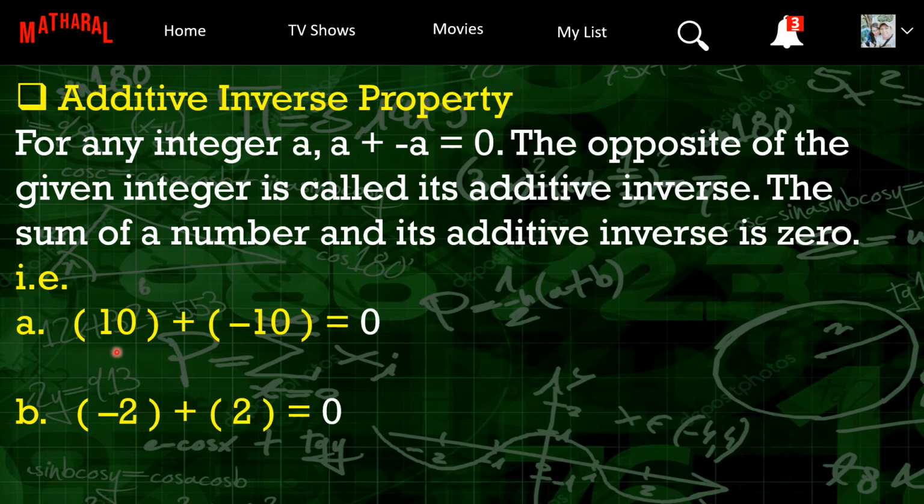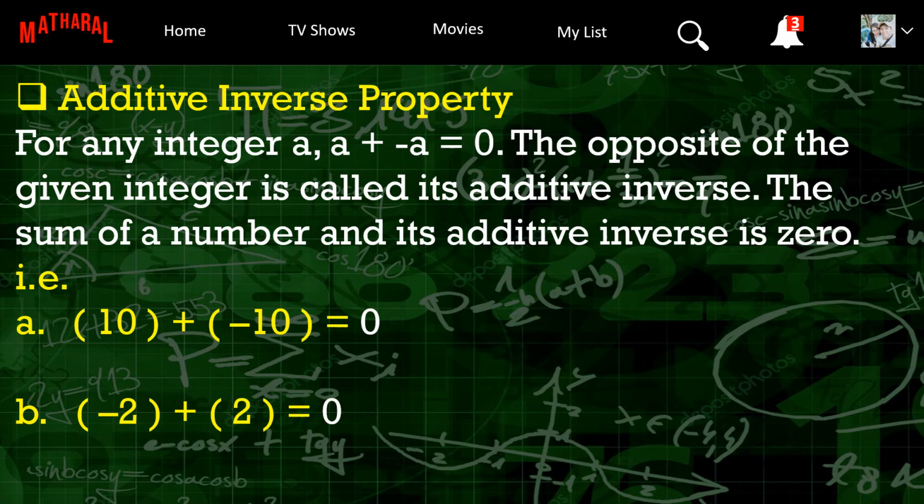Whenever an integer is given and it is asked for the inverse, you are going to take the opposite of that integer. If it is positive 10, the inverse in addition is negative 10. Para po magkaroon ka ng sagot na 0. Ayan po.